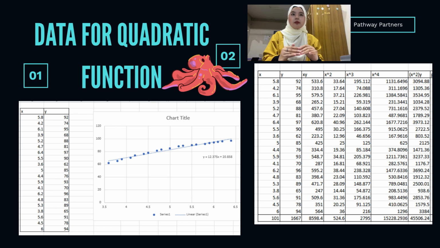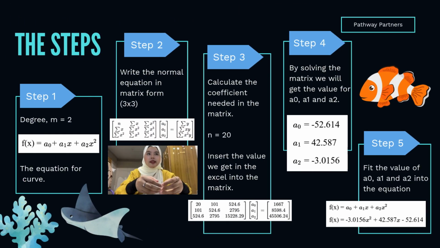This data setup gives us all the necessary summation values required to construct and solve our least square regression matrix for a quadratic curve. Moving on to the next slide, there are 5 key steps we followed to complete our least square regression analysis. First step, we define our polynomial degree as m equal to 2 to establish the standard quadratic curve equation, which is f(x) equal to a0 plus a1x plus a2x squared.